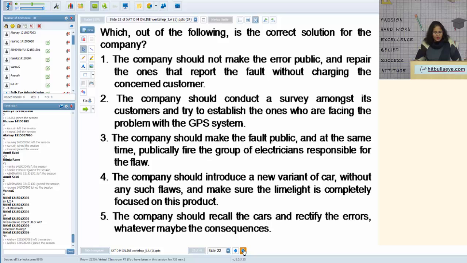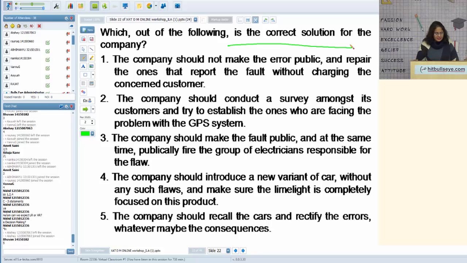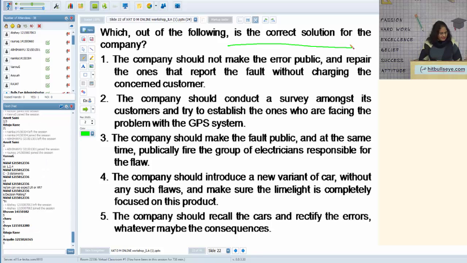So which out of the following is the correct solution for the company? What should the company do now? How to resolve this dilemma? It should not make the error public. It should conduct a survey. Should make the fault public. Introduce a new variant.